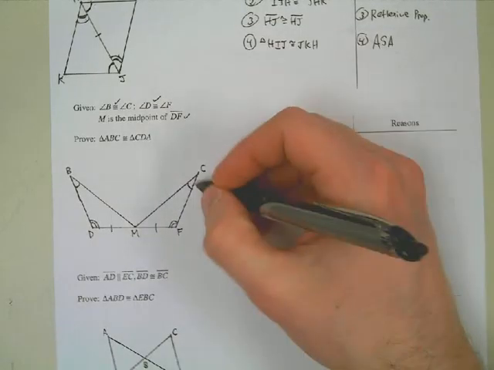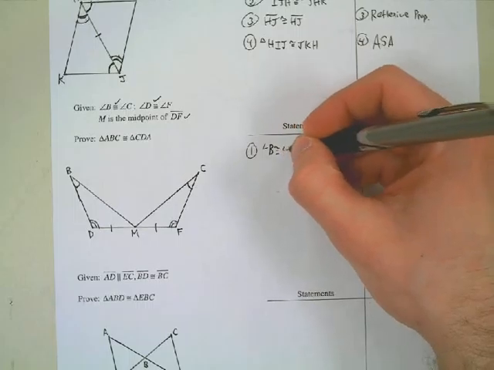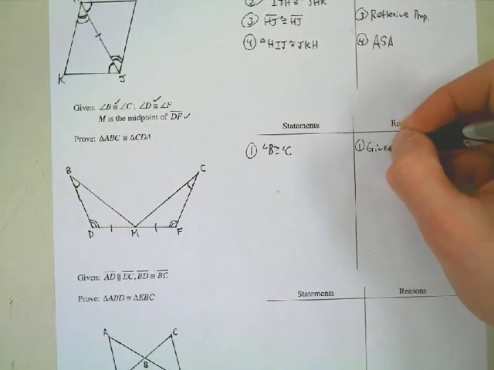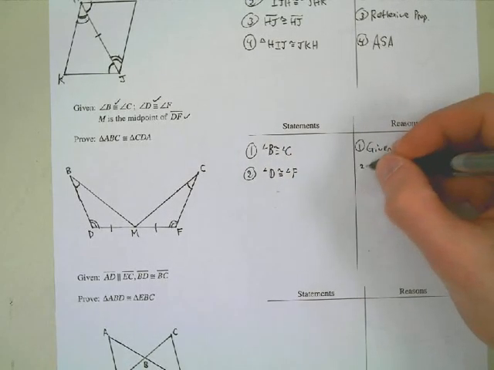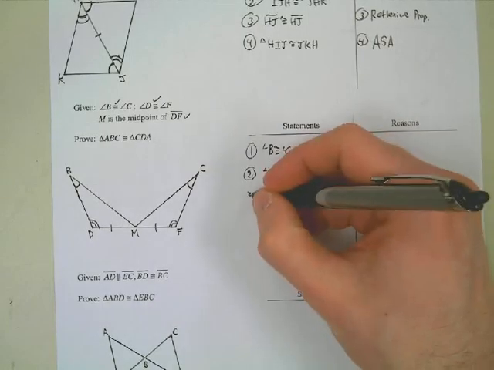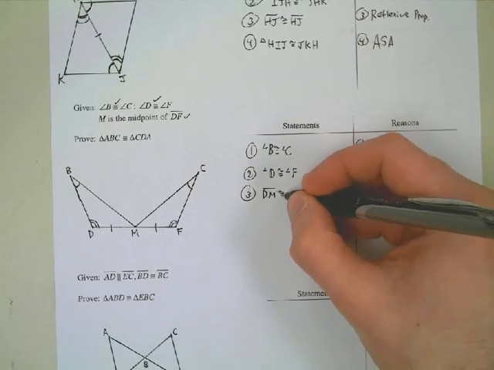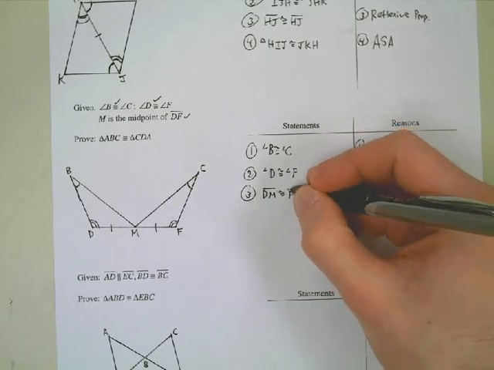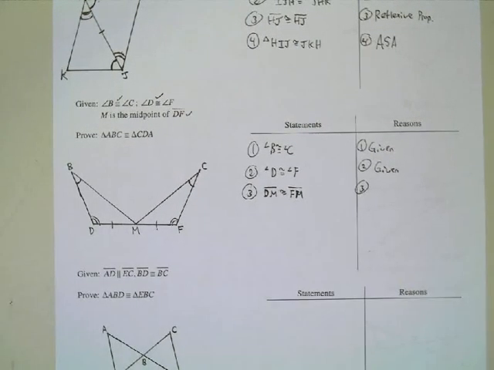So we already have angle B is congruent to angle C. That's given. Angle D is congruent to angle F. That's given. And then DM is congruent to FM. And what was the reason for that? What piece of information do we use to say this was congruent? The midpoint. M is the midpoint of DF. Exactly right. Okay.